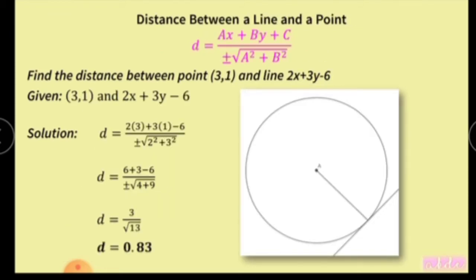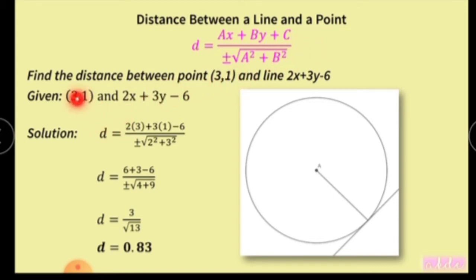Next is the distance between a line and a point. If we have the equation of a line and 1 point, this is the formula that we are going to use to find the distance between this point and this line. The formula is given by d is equal to ax plus by plus c, all over positive or negative square root of a squared plus b squared, wherein a, b, and c can be found in the equation of the line, and x and y can be found in the coordinates of the point.